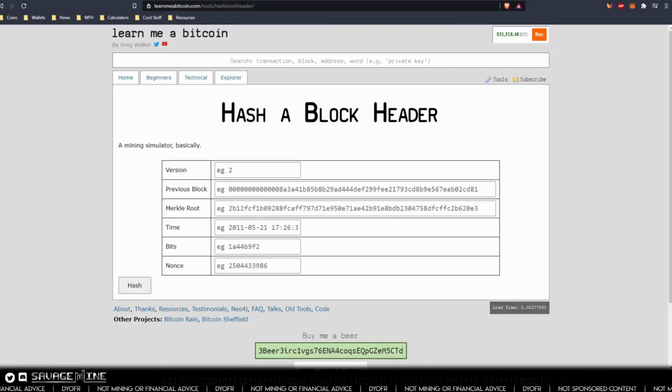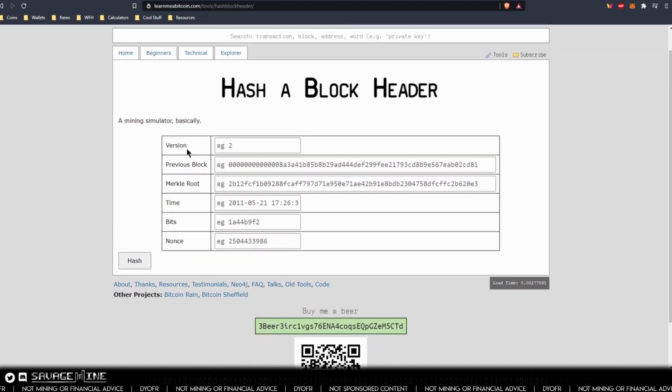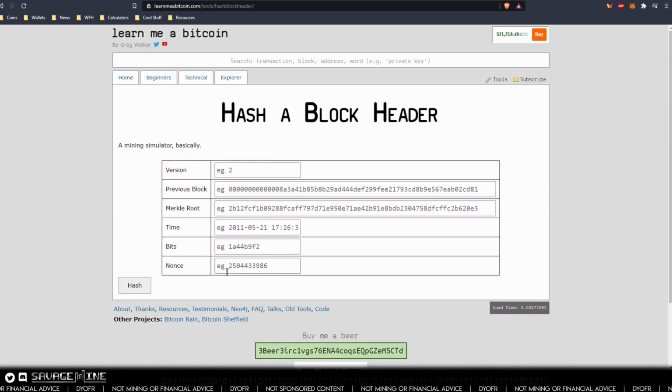All right, so let's have a little bit of fun here. We are going to simulate a mining operation, a hash function, to try to determine the hash output, the digest, that is below the target difficulty of a block. All right, so this guy, Greg Walker, has created this cool little tool here. I found this just poking around, and it seems like a pretty good little tool to show examples of how the hashing functions work and what they're actually doing behind the scenes. So let's start filling this out.